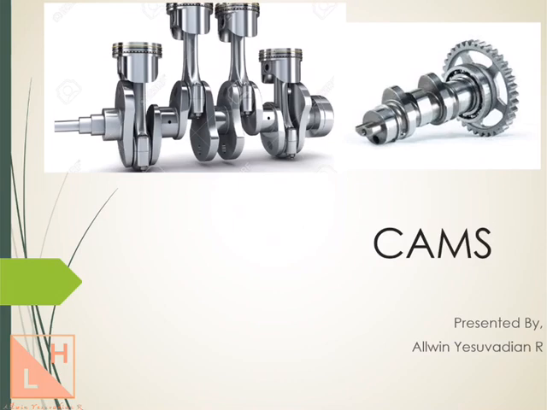So these cams will be found in automobiles where the IC engine's inlet valve and outlet valve are controlled by the cam profile. The duration for which the inlet valve has to be open, the duration for which the outlet valve has to be open, and the duration for which both valves have to be closed are all decided by the profile of the cam you see in this picture. So these are some examples of the application of cams.